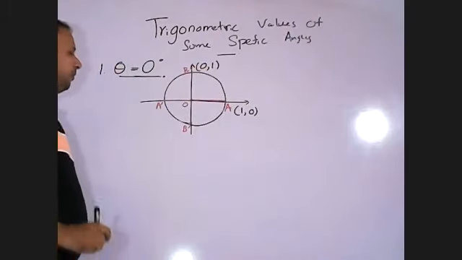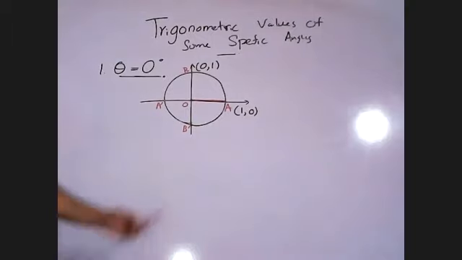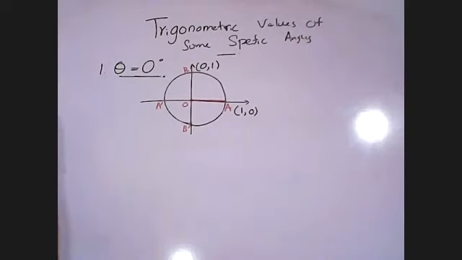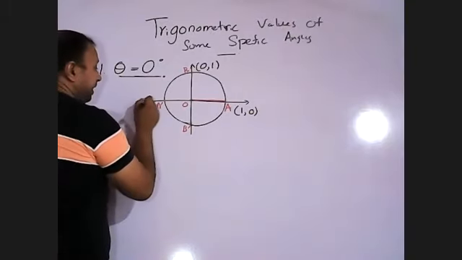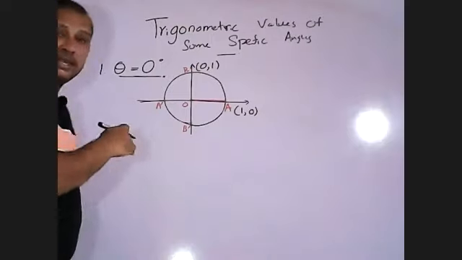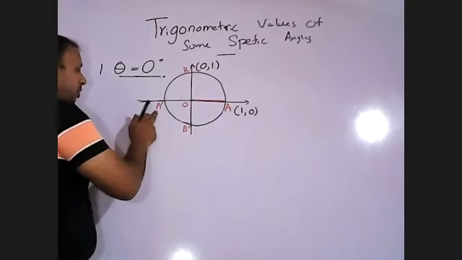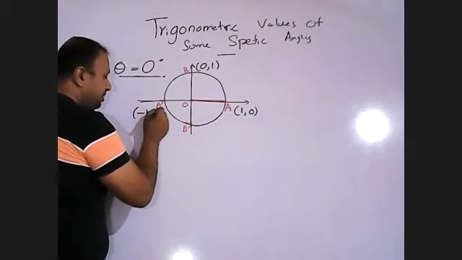So what is the Cartesian coordinate of A dash? Minus 1. Put minus 1 because A dash is on the minus side of the x-axis. So the value of x is minus 1. So the Cartesian coordinate is minus 1, 0.